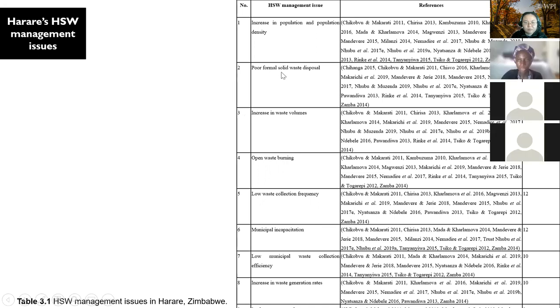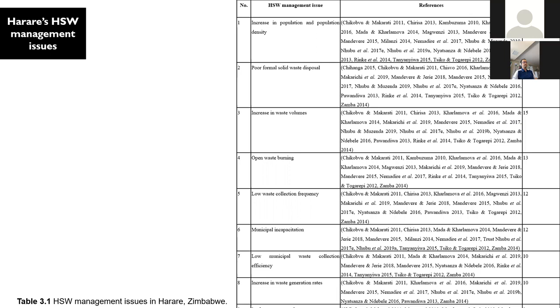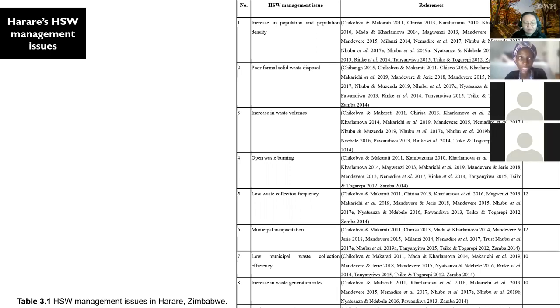For example, the first one was population. Then we have poor disposal, increase in waste volumes, open waste burning, waste collection efficiency, and so on. We'll explain this later in the coming chapter. We understand that the issues can be divided into drivers and outcomes, depending on whether they are causing issues in the city or are results of issues in the city. But at this point, we just wanted to list all the issues that were raised as concerns over Harare's waste management system.